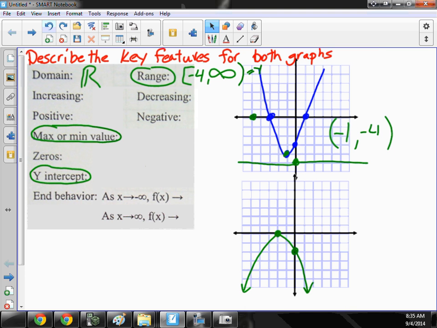Okay, increasing. Where is this graph going up? So from here over, the graph is going up. And remember, we always read from left to right. So if you imagine driving on this curve from the left side to the right side, when is your car facing up? It would be after -1 to infinity. So it's increasing from x equals -1 to infinity.